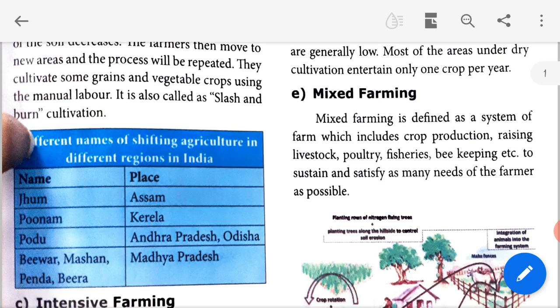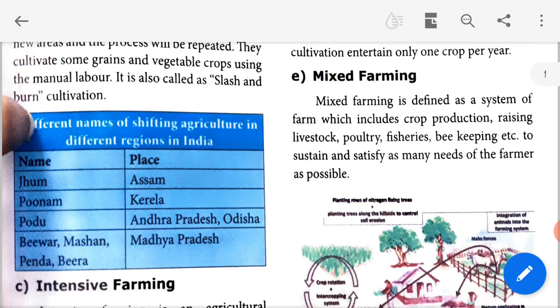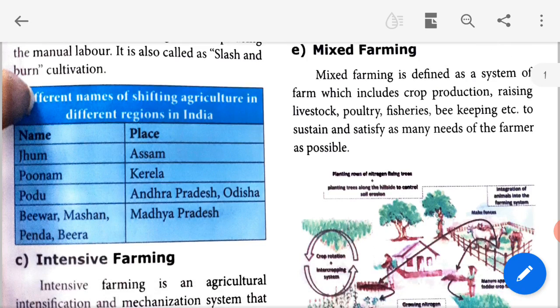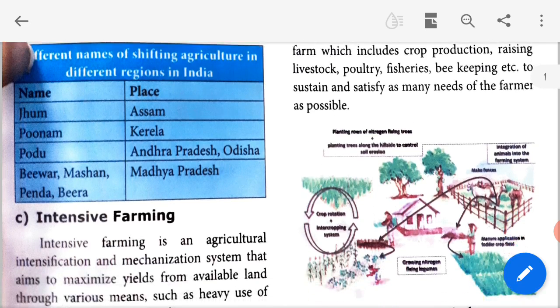It is also called slash and burn cultivation. So here, different names are given for shifting agriculture in different regions. In Assam it is called Jum, in Kerala it is called Poonam, in Andhra Pradesh and Odisha that kind of shifting agriculture is called Podu, in Madhya Pradesh it is called Bivar, Mashan, Penda, Bira.